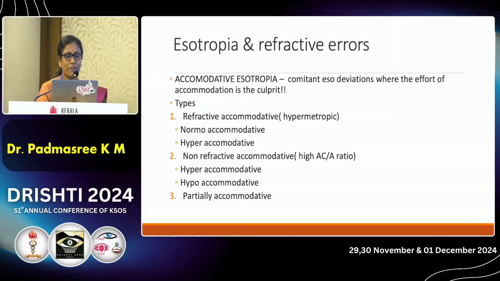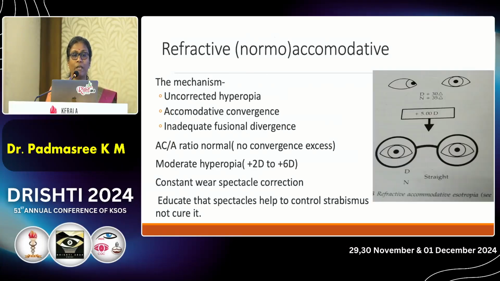Coming to esotropia and refractive errors, accommodative esotropia, the effort of accommodation is the culprit. And we have the refractive type and hyperaccommodative type. The refractive type, the hyperopia amounting to +2 to +6 diopters may be there, and once you give the correction, you can see that the eyes are straight with the spectacle. So here it is important that you go for a constant wear spectacle correction, and you have to educate the parents that spectacles are only controlling the strabismus, not curing it, so the child has to wear it constantly.